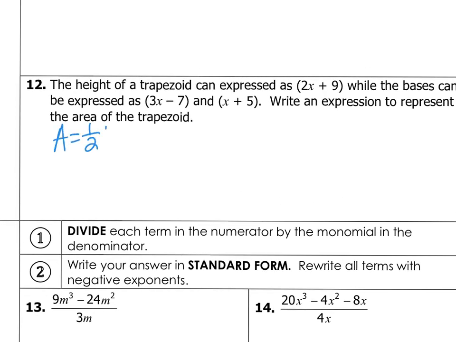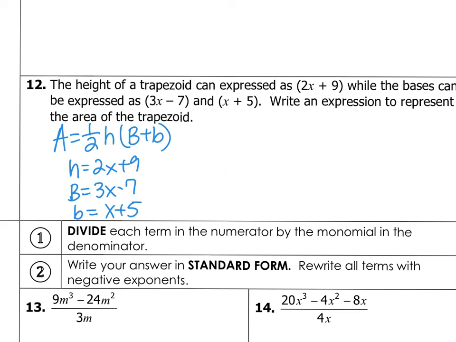Now, area of a trapezoid is 1/2 times the height times the sum of the bases. Okay? So we know the height is 2x plus 9. We know one of the bases is 3x minus 7. The other base is x plus 5. So first, I'm going to add my two bases together. That's going to be big B plus little b. So 1/2 times the height. And then the sum of these is going to be 4x minus 2. Because I'm just going to add 3x plus x gives me 4x. Negative 7 plus 5 gives me negative 2.